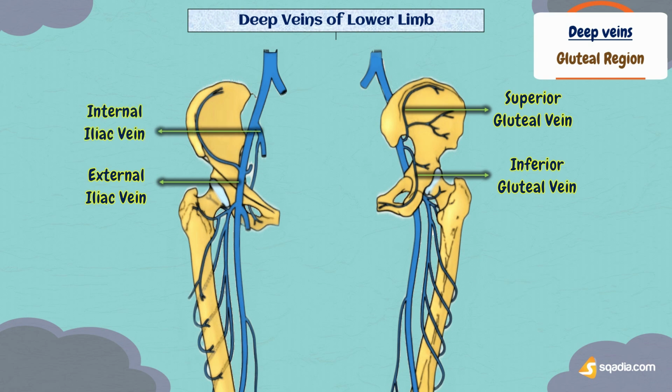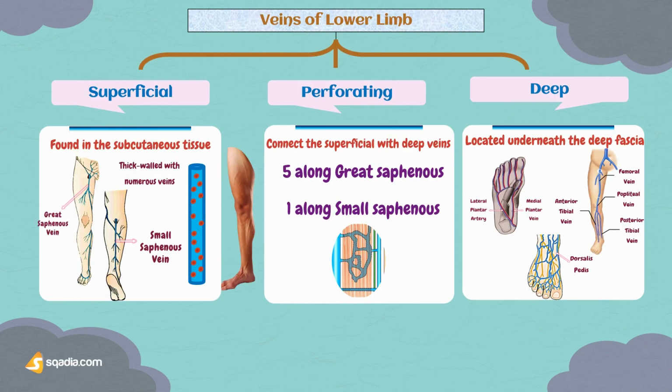So, we are done with the deep veins of the lower limb. Let's look at the superficial veins now. The superficial veins of the lower limb run in the subcutaneous tissue. There are two major superficial veins, the great saphenous vein and the small saphenous vein.